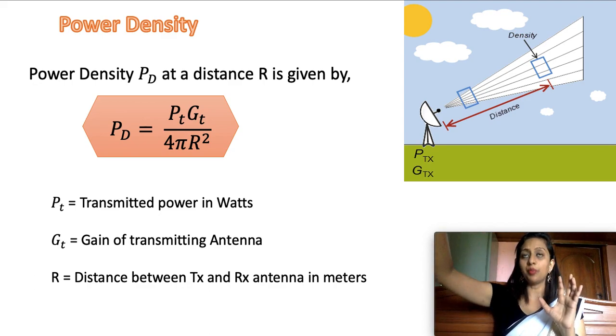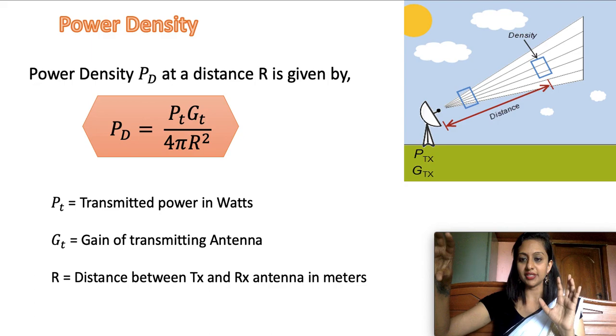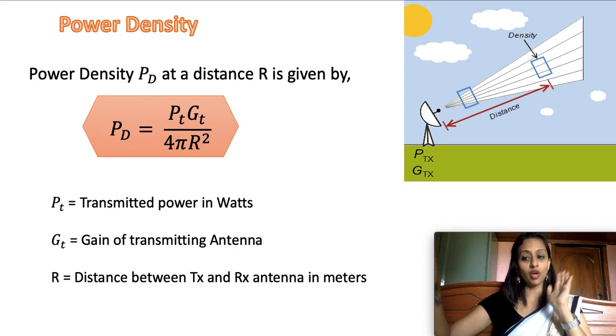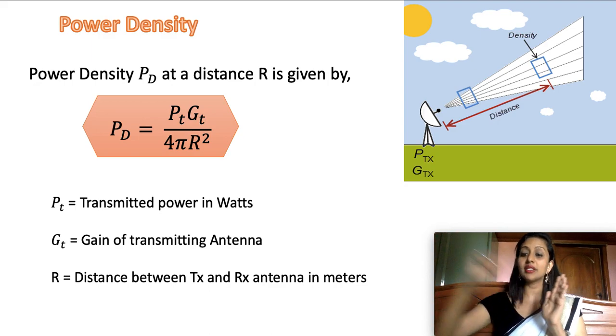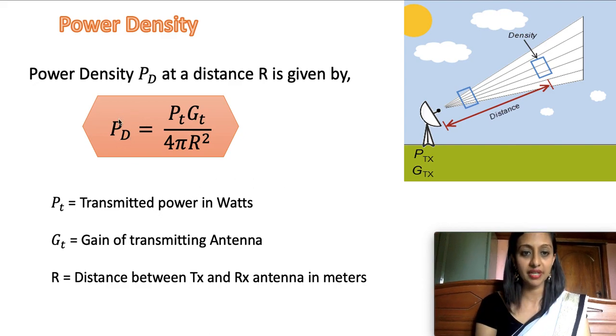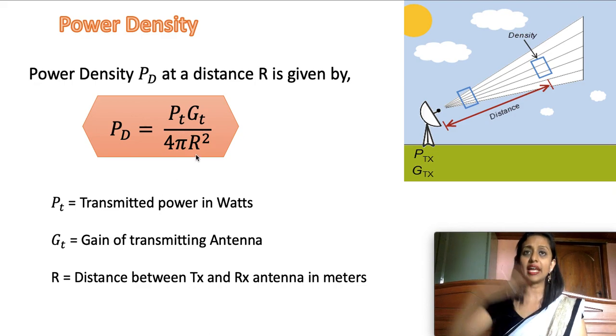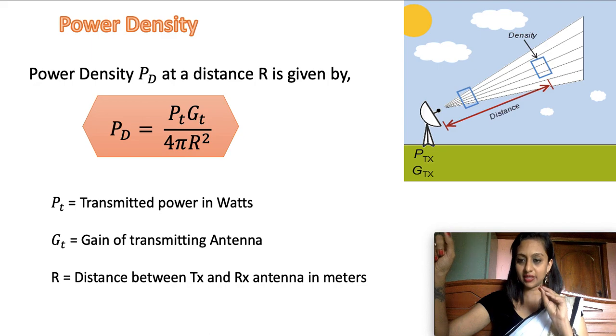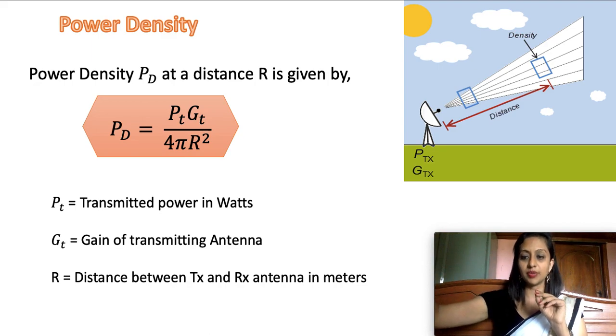At any given point, if I want to calculate the power density, all I need to know is with what power it is throwing out and what is the distance at which I'm calculating the radiation intensity. So power density is P_T, which is the power transmitted, divided by 4 pi R squared. So at any given point, I can calculate the density of the power if I know with what power the antenna is throwing out energy and the distance between those two.